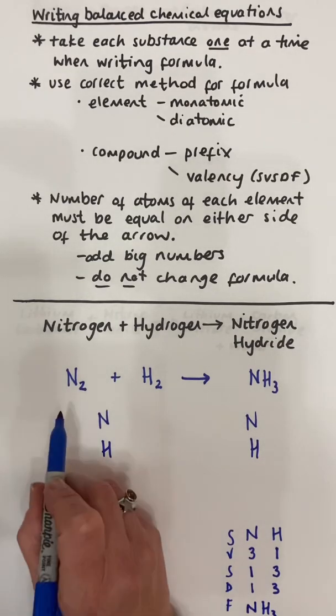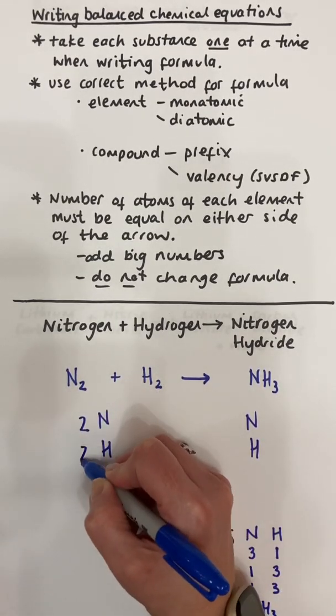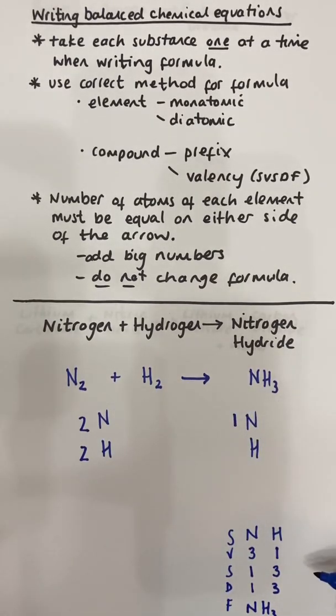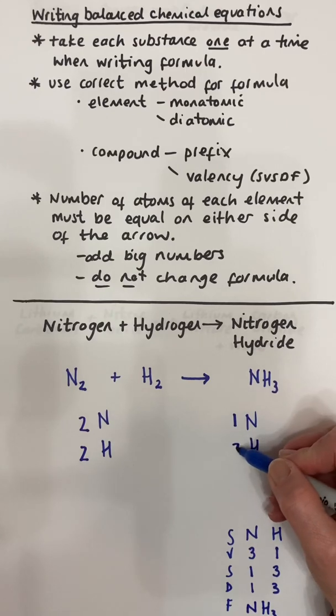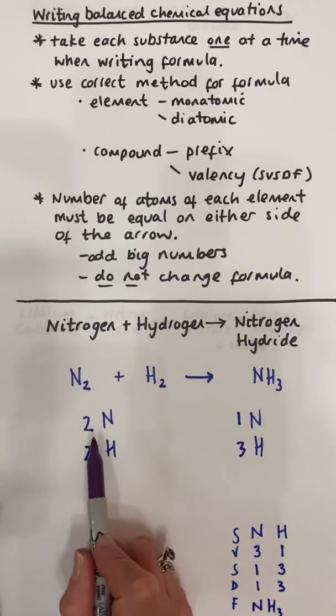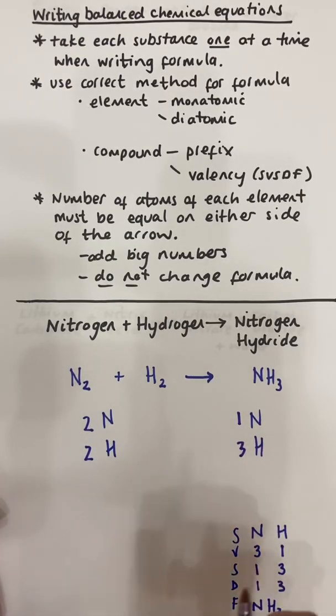On the left-hand side, I have 2 nitrogens and 2 hydrogens. On the right-hand side, I have 1 nitrogen and 3 hydrogens. I'm not balanced. What you notice here is that I've got 2 nitrogens here and only 1 here. Now, I cannot, as I said up here, change the formula.